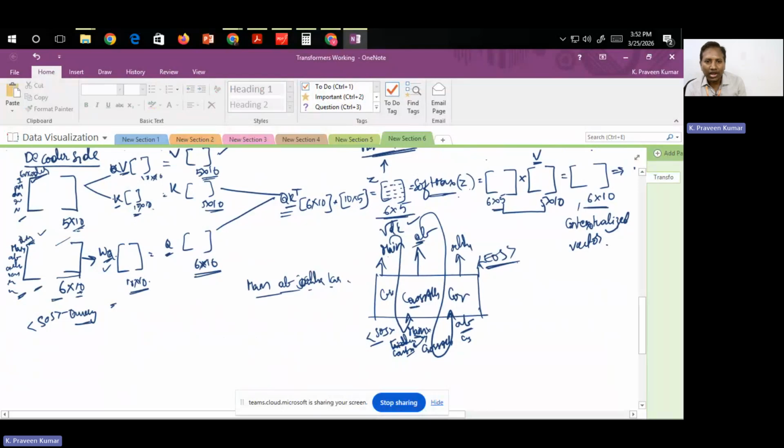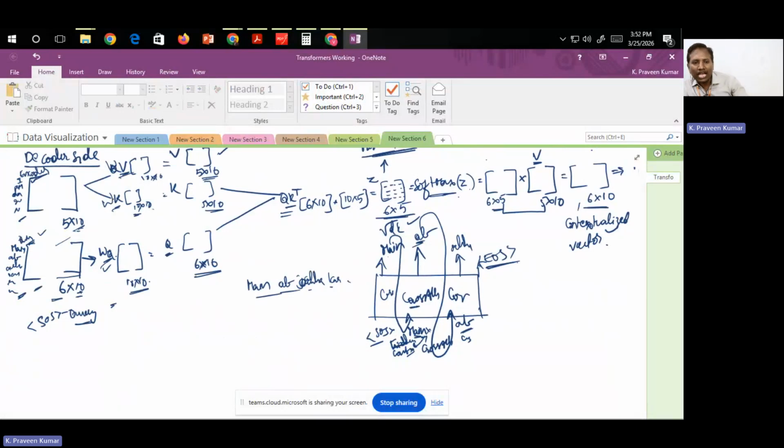This way, what is happening ultimately? Here a forward pass is happening. When you do not get the correct output, you do the backpropagation and tune the weight vectors. Where are the weight vectors? WQ, WK and WV. These are my weight matrices, and these matrices are going to be tuned.